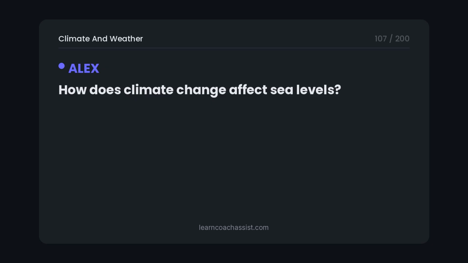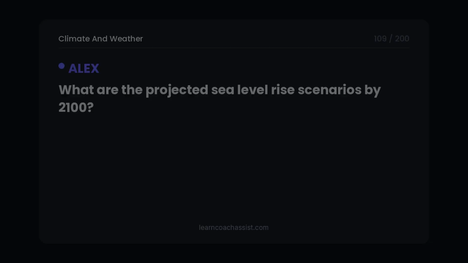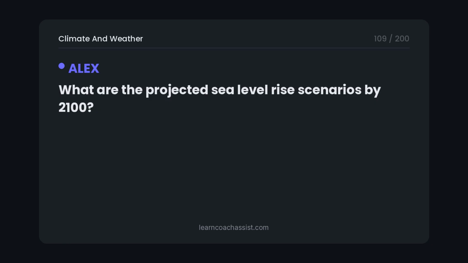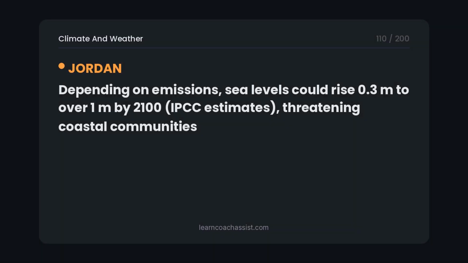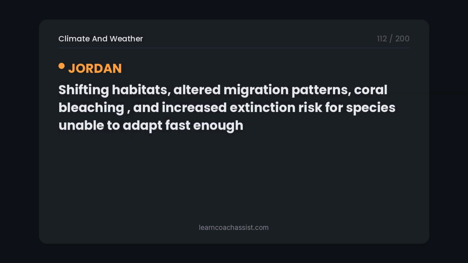How does climate change affect sea levels? Through thermal expansion of warming ocean water and melting of glaciers and ice sheets, sea levels have risen 20 cm since 1900. What are the projected sea level rise scenarios by 2100? Depending on emissions, sea levels could rise 0.3 m to over 1 m by 2100, IPCC estimates, threatening coastal communities. How does climate change affect biodiversity? Shifting habitats, altered migration patterns, coral bleaching, and increased extinction risk for species unable to adapt fast enough.